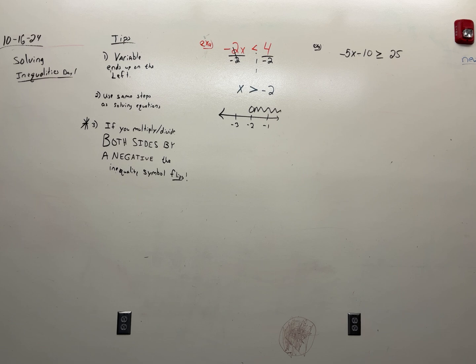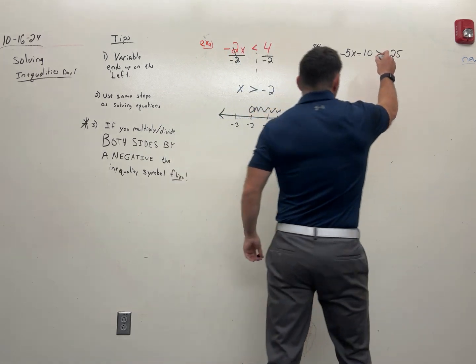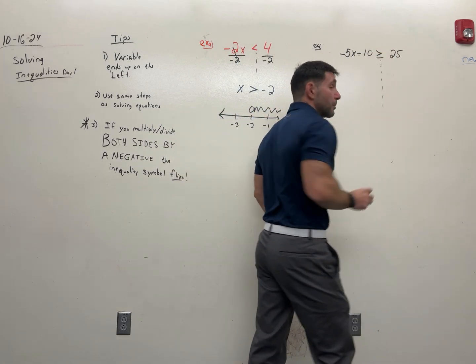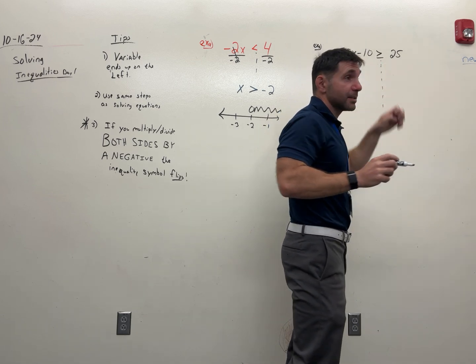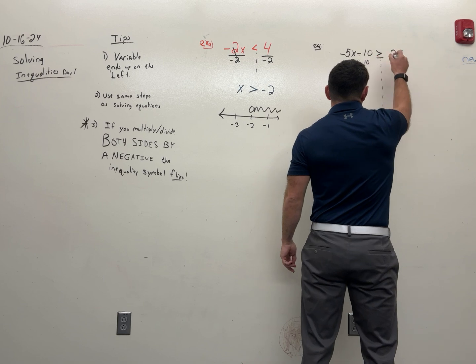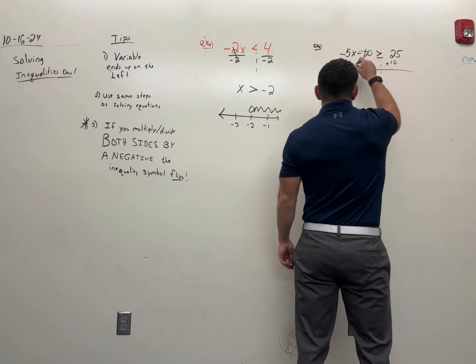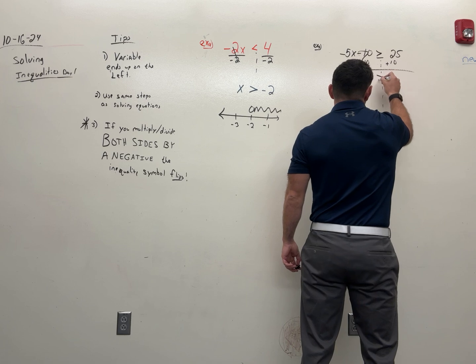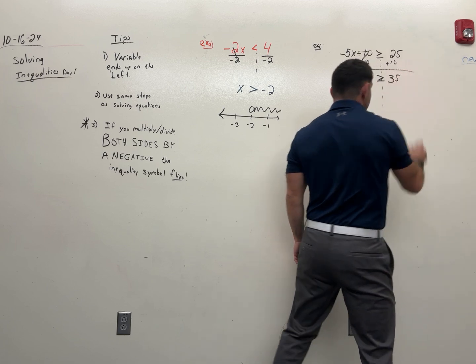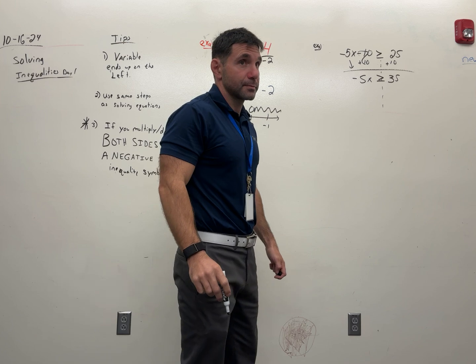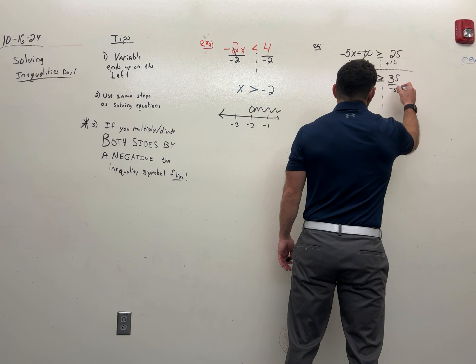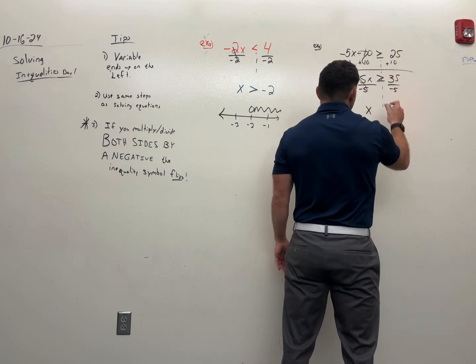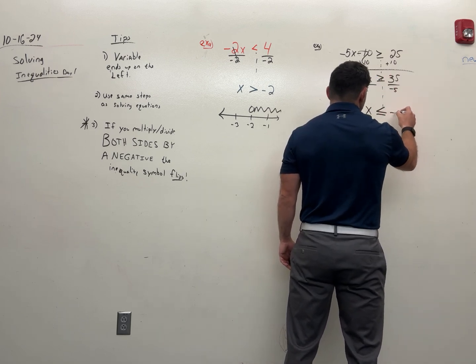Okay. Here we go. Let's take a look. Balance point. No distributing. No combining like terms on the same side. No variables on opposite sides. Combine constants on opposite sides. I add 10 to both sides. That gives me negative 5x is greater than or equal to 35. Then what? Divide by negative 5 on both sides. So that goes from greater than or equal to less than or equal to negative 7.